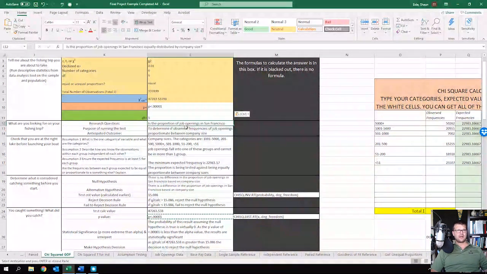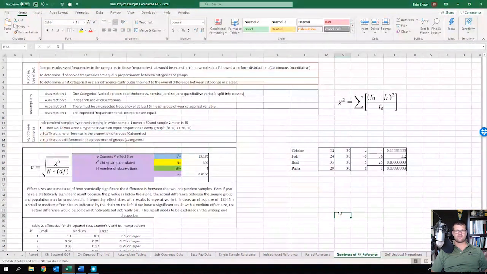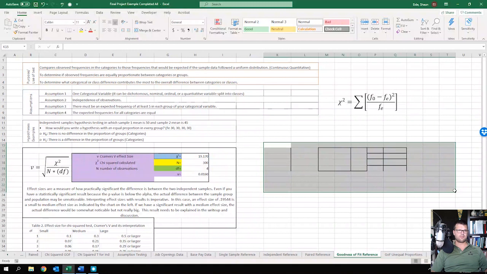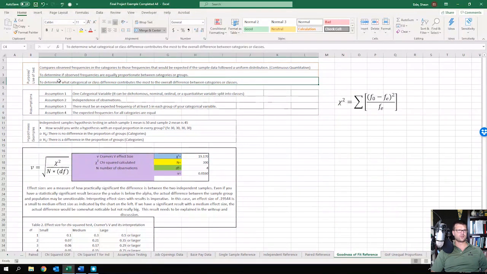So, here is the research question. The research question is: is the proportion of job openings in San Francisco equally distributed by company size? And the really easy way to get the verbiage the way that it needs to be said is by going to the goodness of fit reference down here. And you'll notice, okay, so what are the different purposes? And when you have the different purposes, you actually have the ability to change those purposes into a research question.